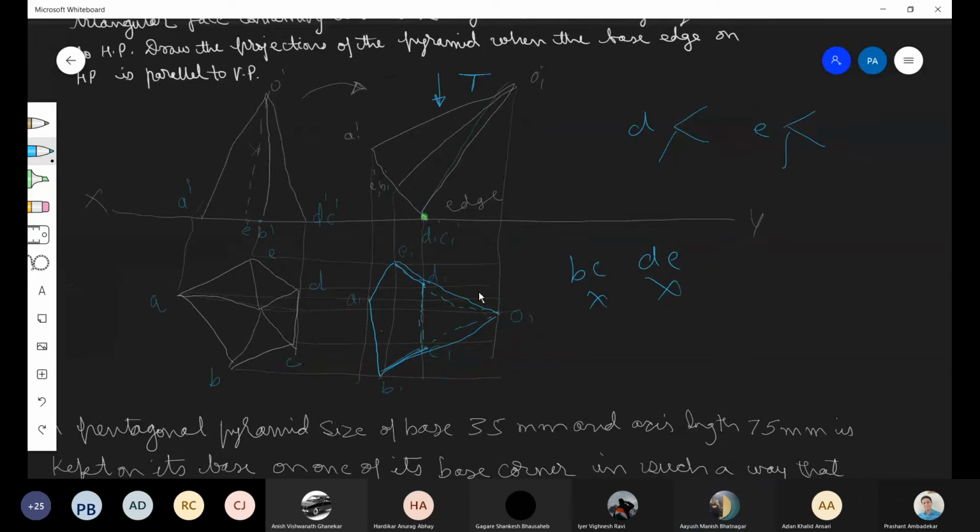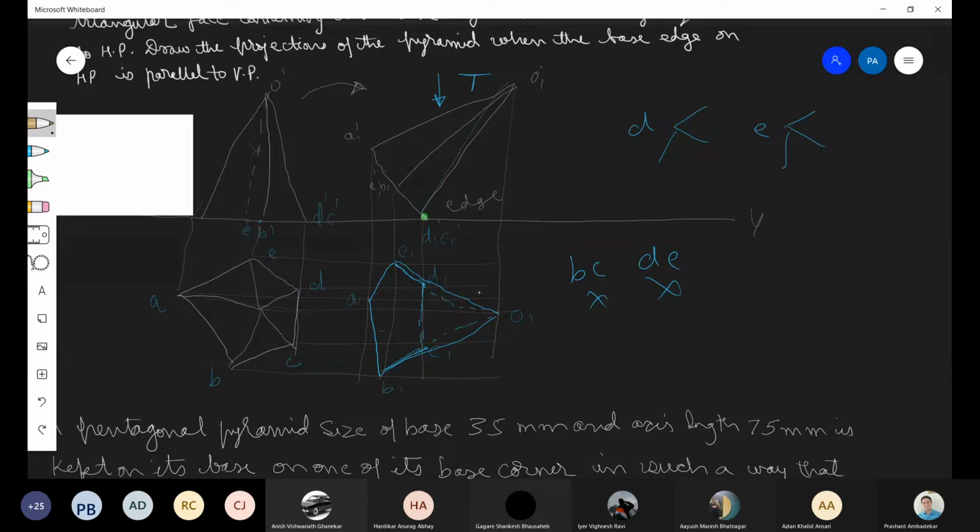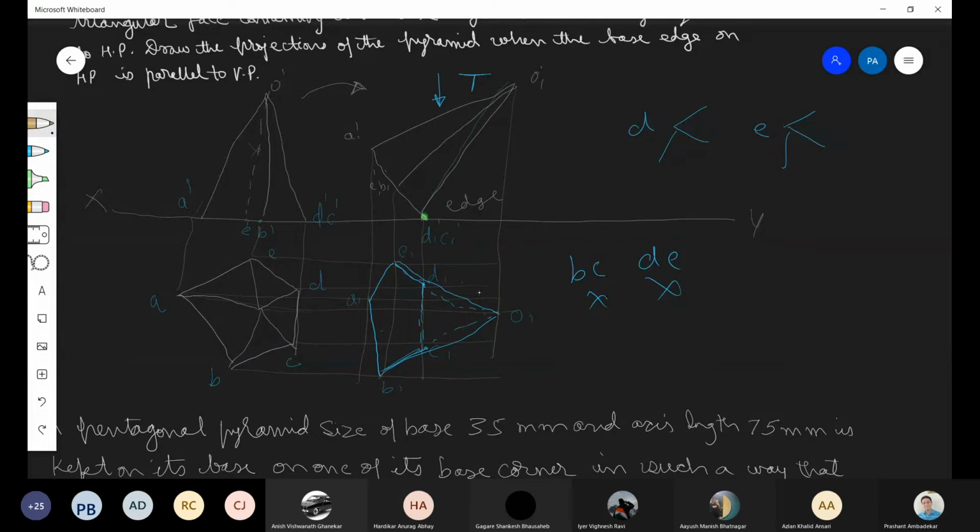And you have to extend this projector. You have to extend this projector like this. You have to extend it like this. Okay, it will come in the same line always. It is a pentagon.